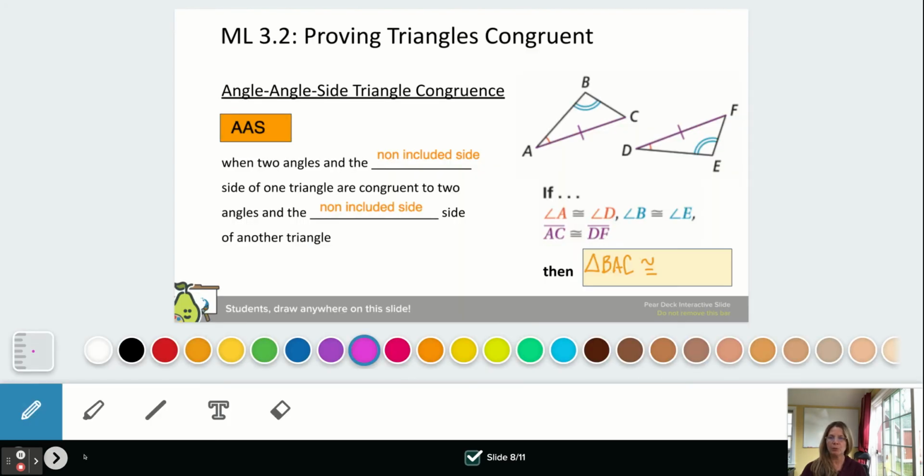All right, moving on to angle, angle, side. There's going to be a lot of triangle congruence theorems. You really got to keep these straight, which is why it's important that you have access to this paired deck, and you can go back and look at it anytime you need to, okay?